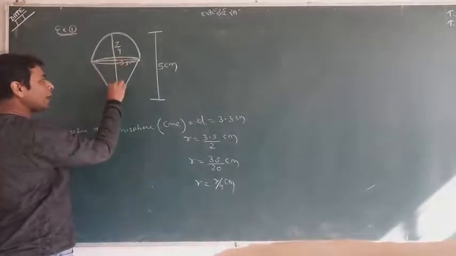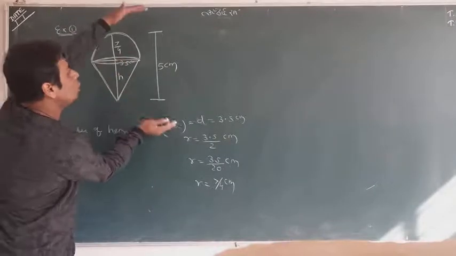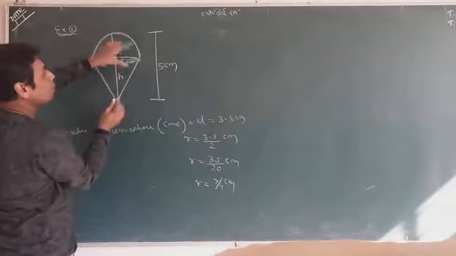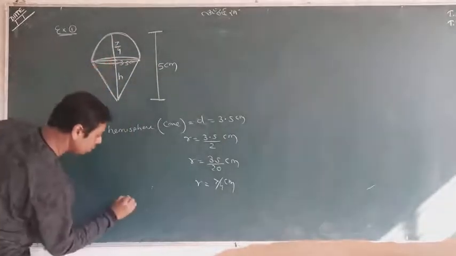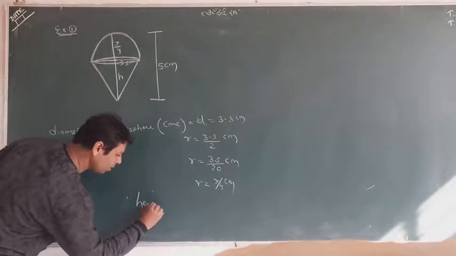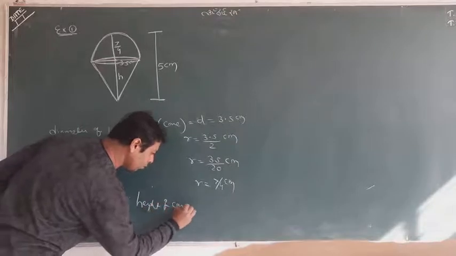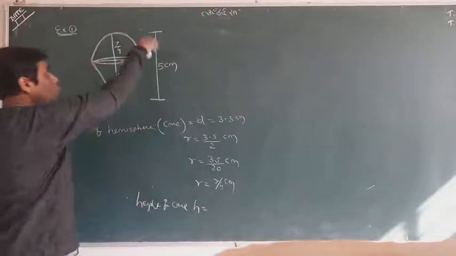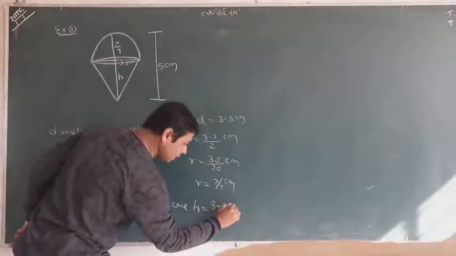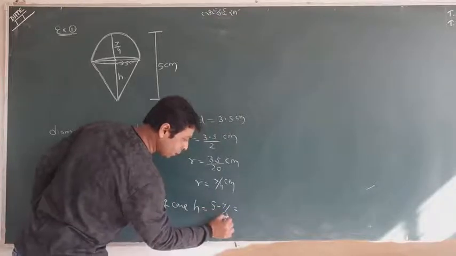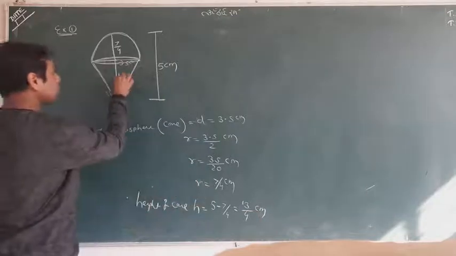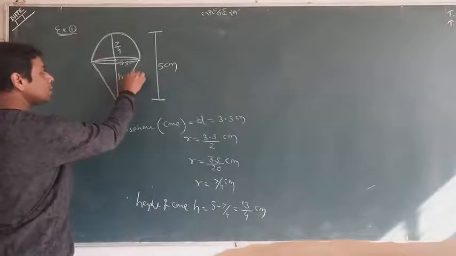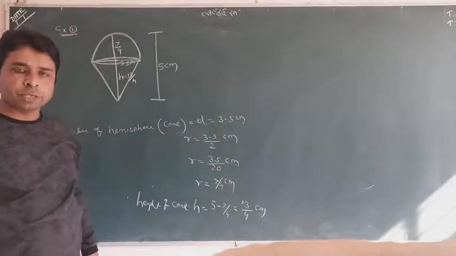So what about the height of the cone, which whole is 5? Subtract 7 by 4 from the 5, you will get this height. So height of the cone, h, is equal to 5 minus 7 by 4. 5 fours are 20, so this is going to be 13 by 4 centimeter.